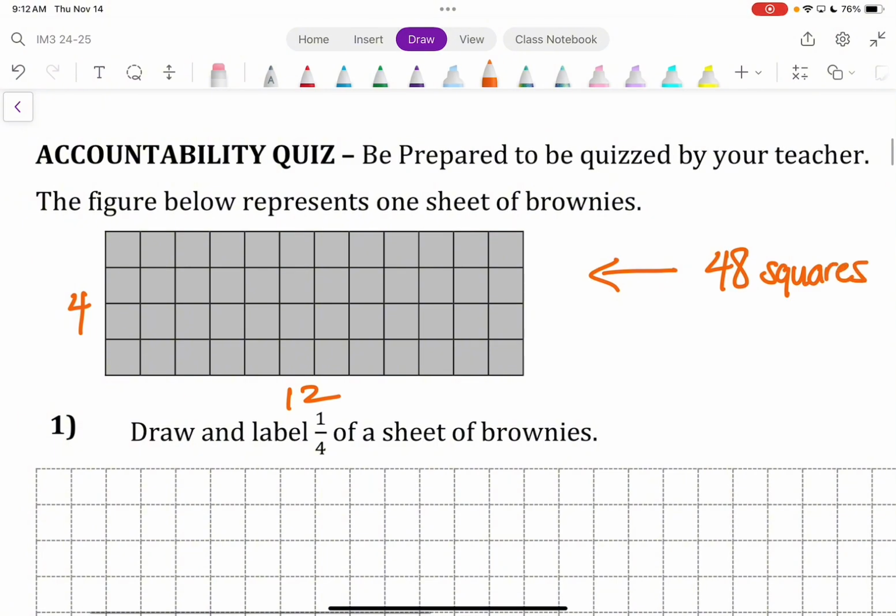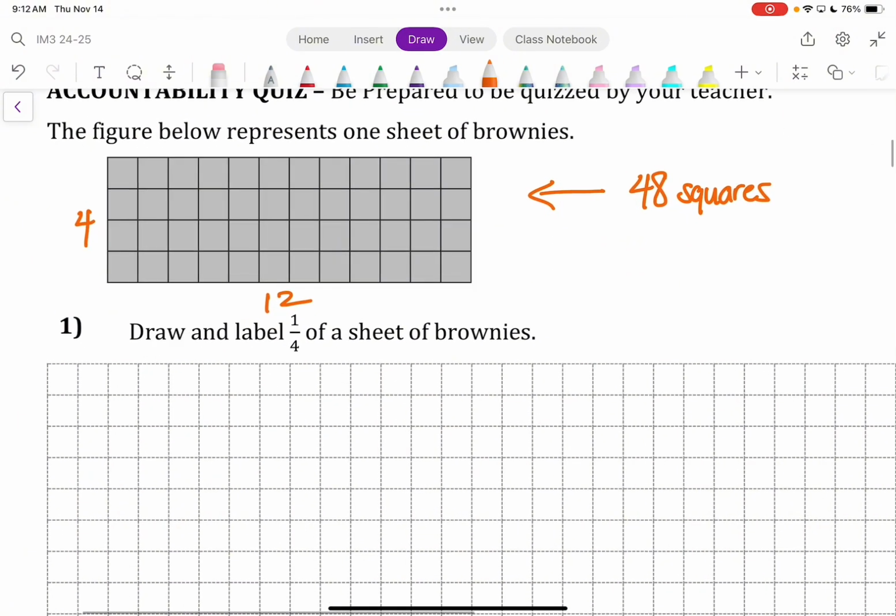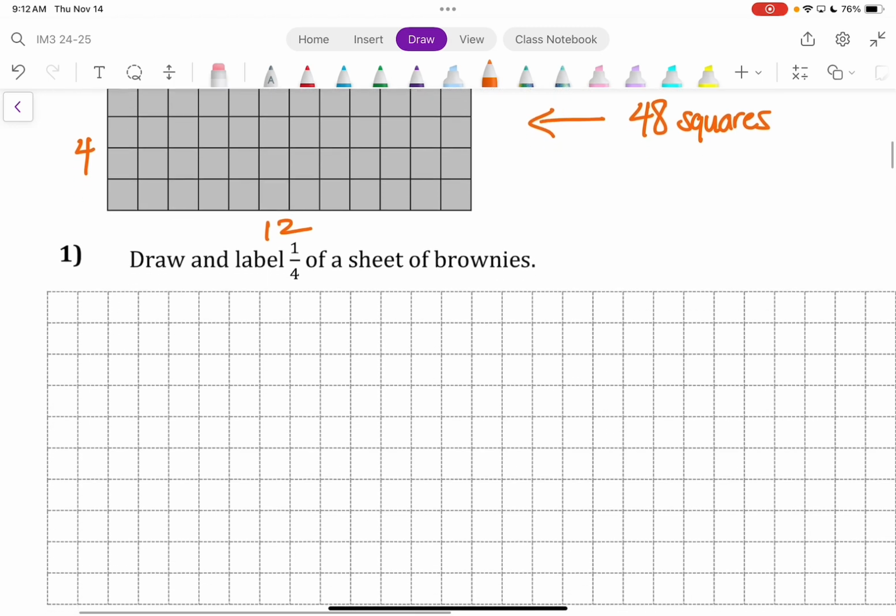So 48 squares make a whole. So if 48 squares make a whole, how many squares make 1/4 of a whole? In other words, what's 48 divided by 4? I know you guys got this because I looked around and saw your answer. So what do we get? 12 boxes, 12 little boxes. Now, if you wanted to split this evenly, then 1/4 of 12 is 3. So I would go 1, 2, 3. That's how long I would make my rectangle by 4.